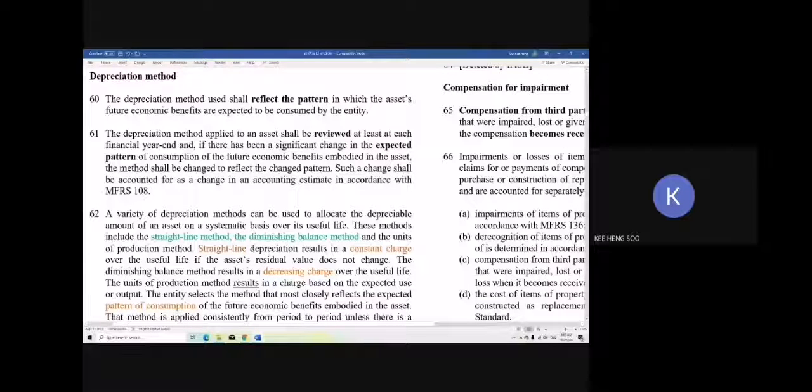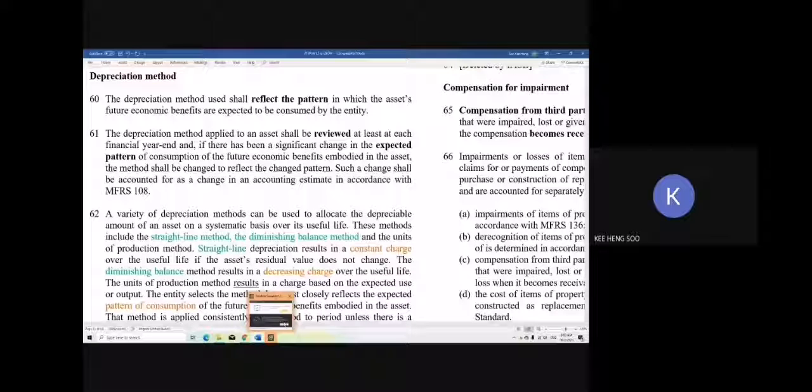Straight line method is a constant charge over the useful life, if the asset rental value does not change. So the diminishing balance method, decreasing charge. Straight line method tells you that it's a constant charge, diminishing balance, the decreasing charge. So this method reflects the pattern of consumption, how you use it. Some asset earlier year, the first few years depreciate a lot, but later on, not so much.